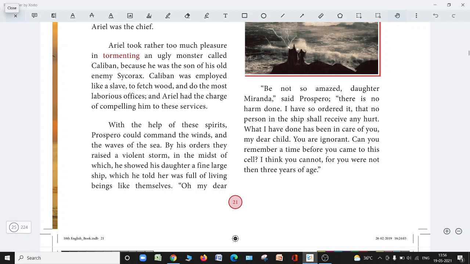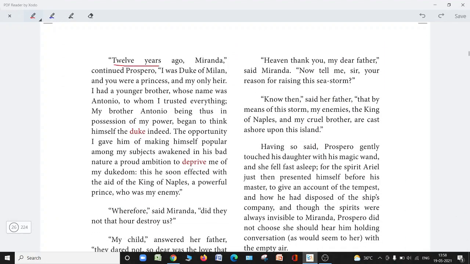Here in this line, he says that do not be amazed, my dear Miranda. He is talking to his daughter. He says that there is no harm done to them because I have ordered them that nothing will hurt them. And he also adds that I have done this because I care for you. He also says that you are so ignorant, my dear darling daughter. Do you remember the time that you came to this island? You do not remember because you were not even 3 years of age when you came to this island. This girl was not even 3 years of age when she was set inside this island.